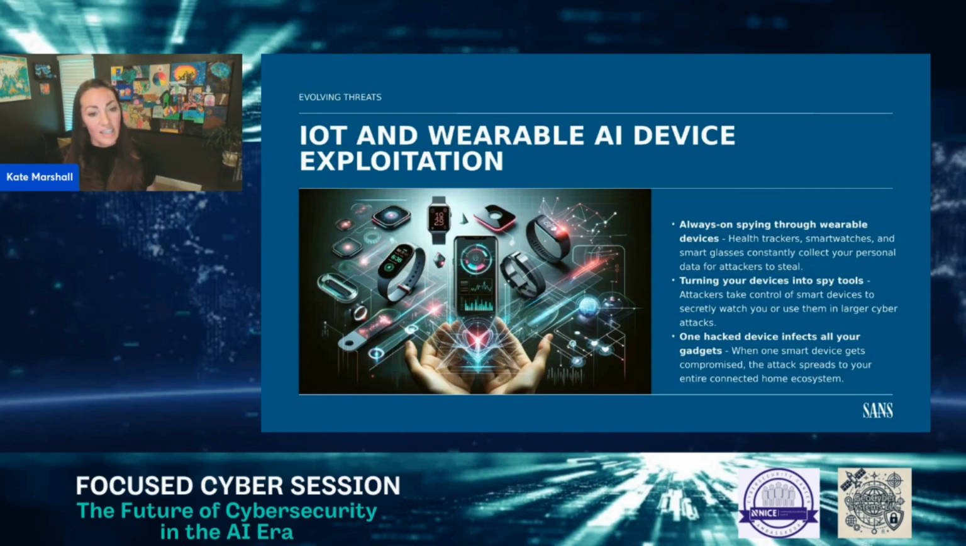And then lastly, IoT, the Internet of Things, and these wearable AI devices and exploitations. So if you have an Apple Watch, your phone, I love my Ultra Human Ring, but it is tracking a ton of data for me, and that data can be exploited, turning all of your devices into spying tools. And especially for employees that are working from home so much more than they were previously, vulnerabilities and exploitation is at a much, much higher level.